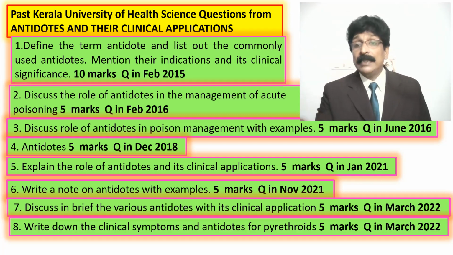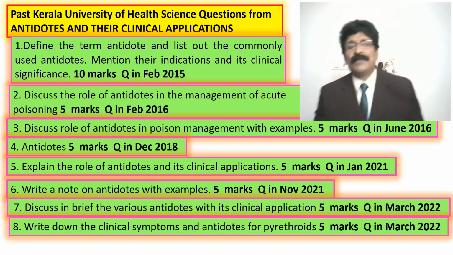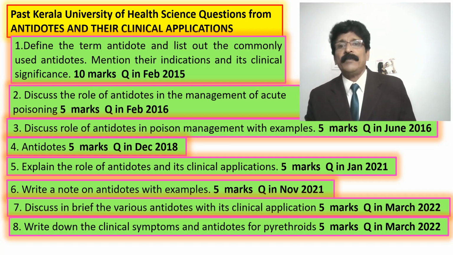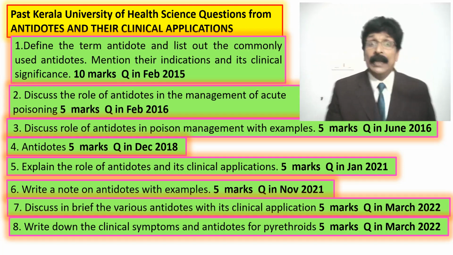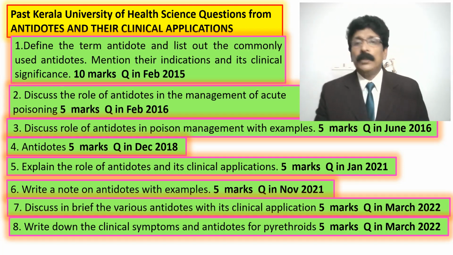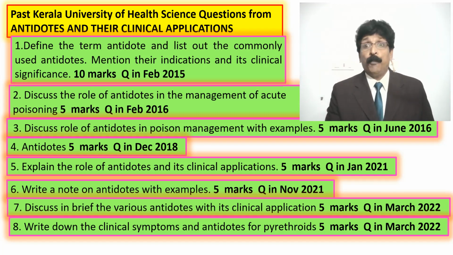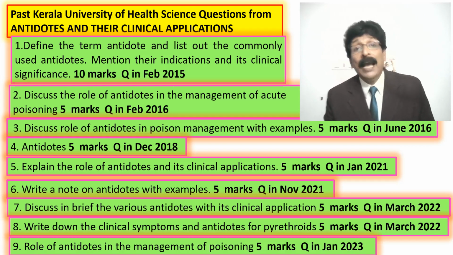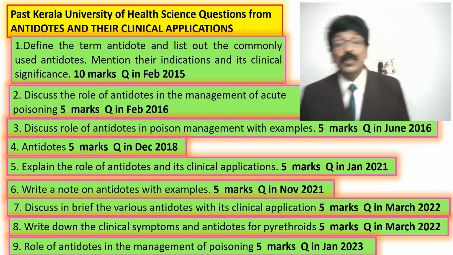And again a 5-mark question in 2022. It is not March, I have written March, it is again about December. Write down the clinical symptoms and antidotes of pyrethroids. Actually, there is no specific antidote for pyrethroids till now, but we have to write the clinical symptoms of pyrethroids. 5-mark question. Role of antidotes in management of poisoning: 5-mark question, they have asked in January 2023.